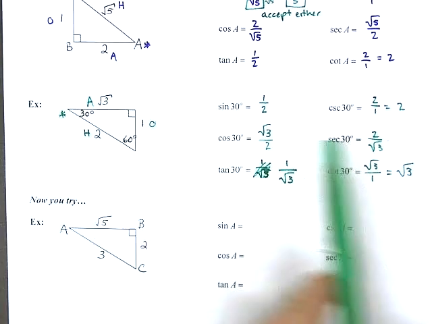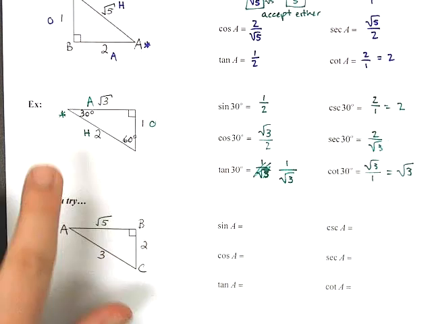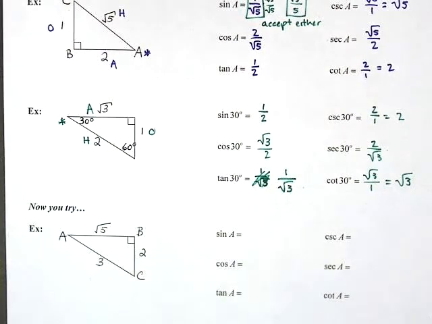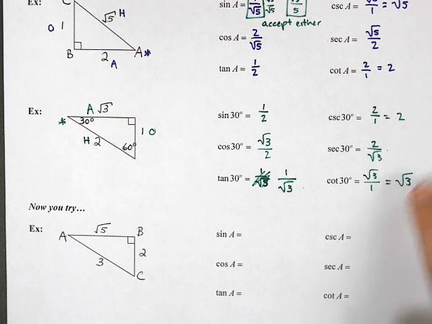These are good to know, especially 30-60-90s and 45-45-90s. We're going to be working with those specifically for the rest of the chapter. Those are big triangles that matter a lot when we talk about trigonometry. So numbers like these might be good to start memorizing, but we'll get there. We'll get there in a little bit.